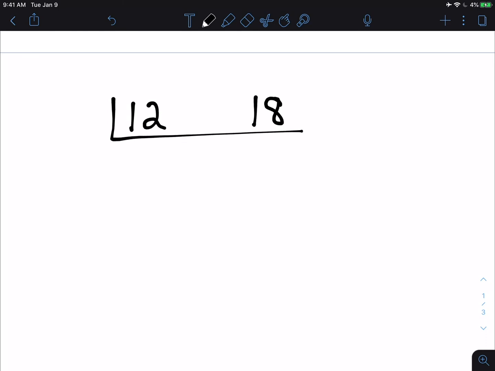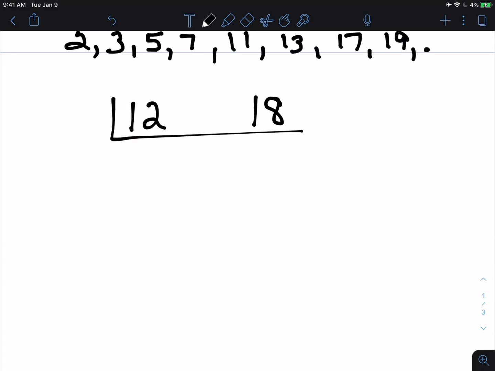So I'm going to start with a prime number that I know will go into both 12 and 18. Remember, your prime numbers are the numbers that only have itself and 1 as a factor. So that would be 2, 3, 5, 7, 11, 13, 17, 19, and we could keep going on and on forever.